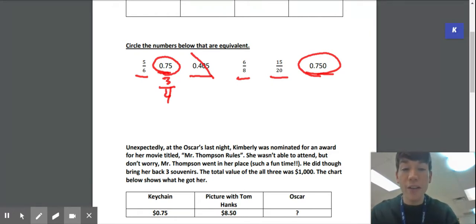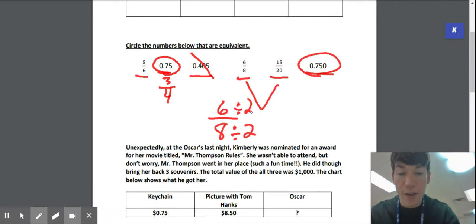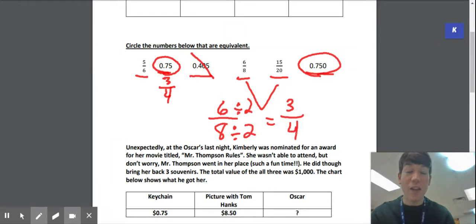Now, when I look at these two fractions, 6/8 and 15/20, it is possible that they are equivalent to one of these other numbers, but we have to simplify them to find out. Remember, when we're simplifying, you're taking the numerator and the denominator and dividing by the greatest common factor, which in this case is going to be 2 because these are both even numbers. 6 divided by 2 is 3, 8 divided by 2 is 4. So I see that 6/8 is the same as 3/4, which is the same as 75 hundredths, so that's going to be the same number.